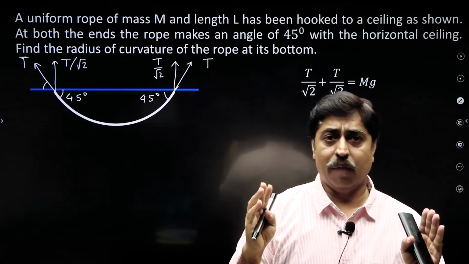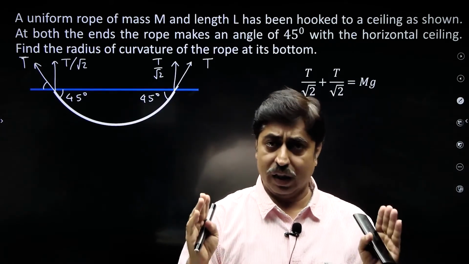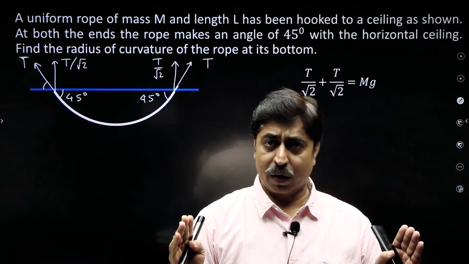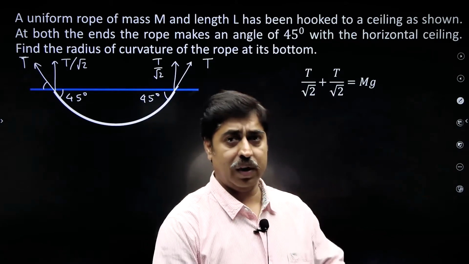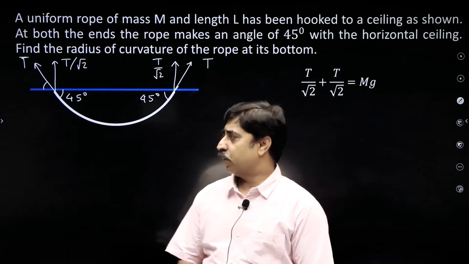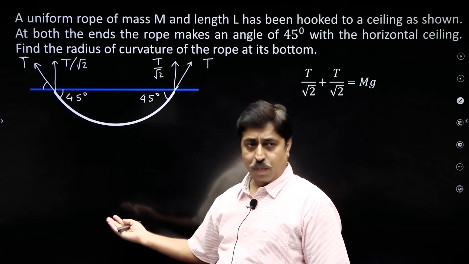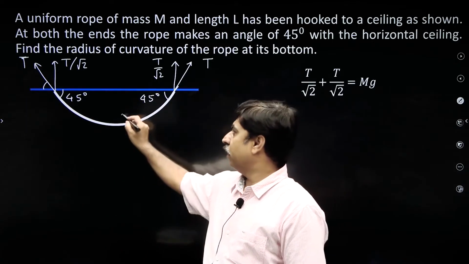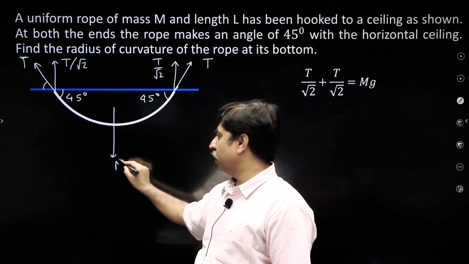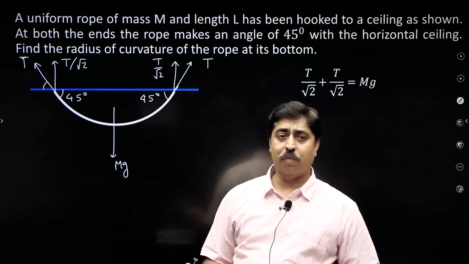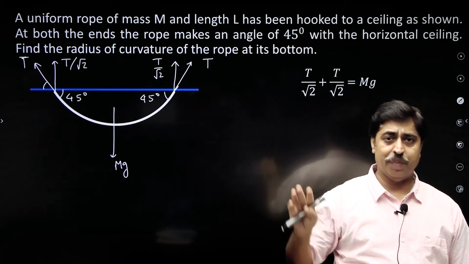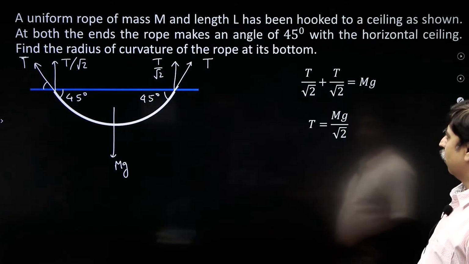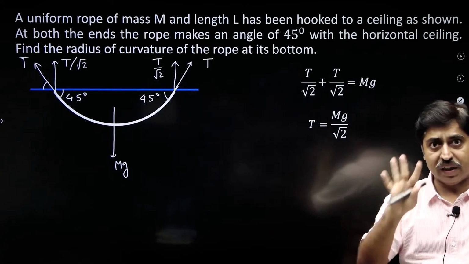So, the net vertical tension is T by root 2 into 2, that is T by root 2 plus T by root 2, and this must be balancing the weight of the rope. Otherwise, how is the equilibrium possible? The rope is in equilibrium, it is at permanent rest, which means this equation has to be true. From here you get the value of tension.